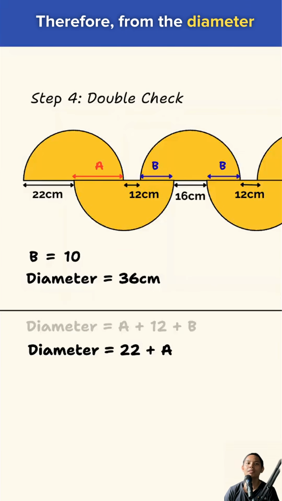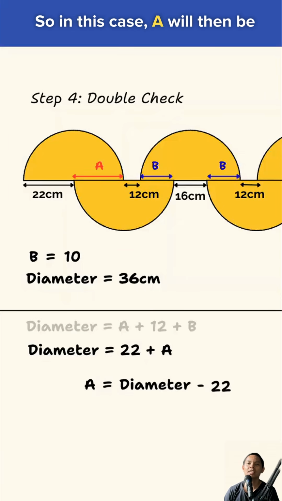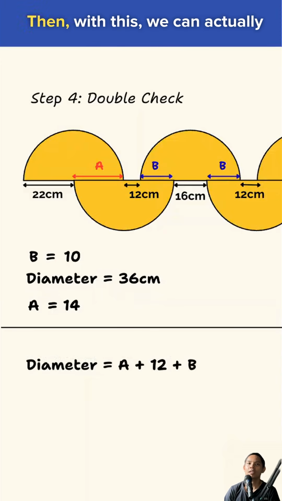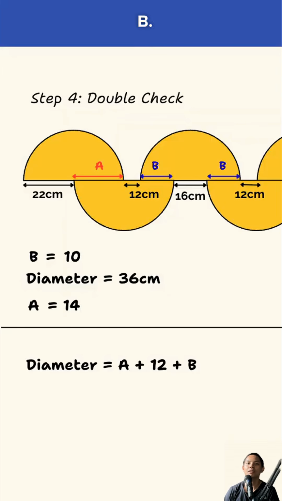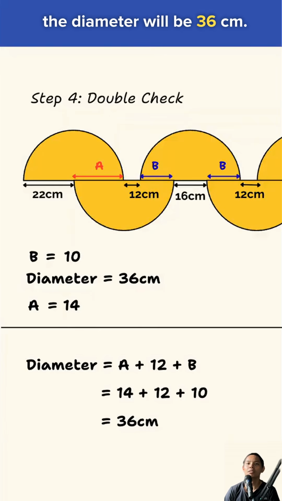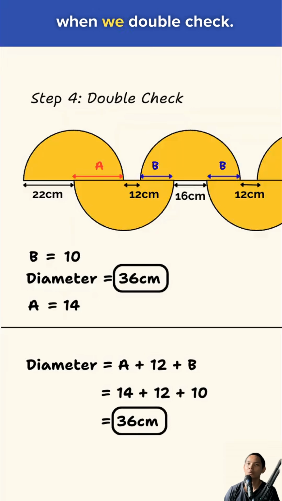Therefore, from the diameter equation, we can find out A. In this case, A will be equal to diameter minus 22. Since we know the diameter is 36, A will be equal to 14. Then with this, we can calculate the diameter with A and B. Since we have A and B, the diameter will be 36 centimeters. That is when you know you got the correct answer when you double check. And that's how you solve this hard PSLE math question.